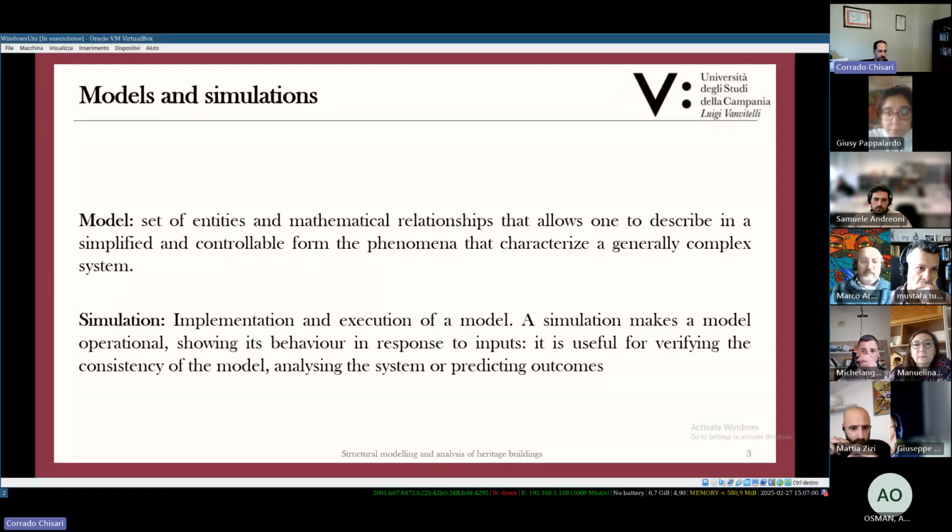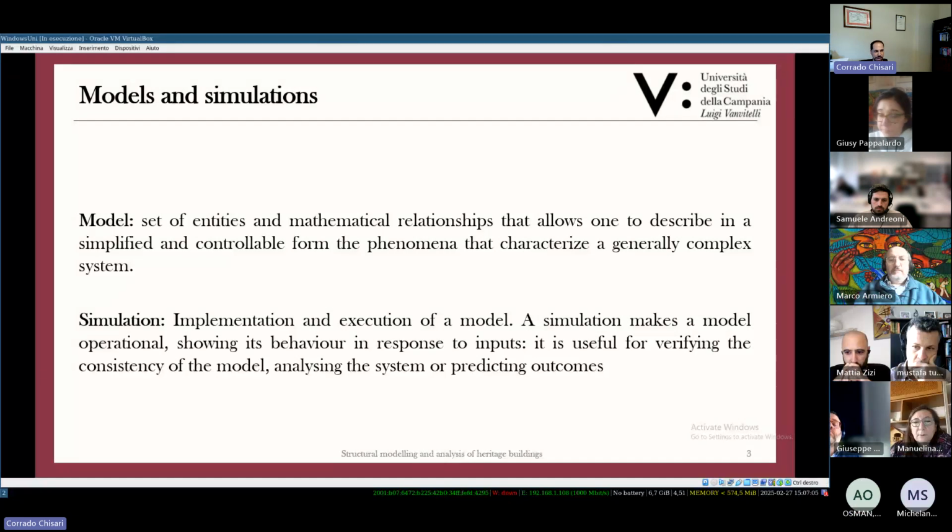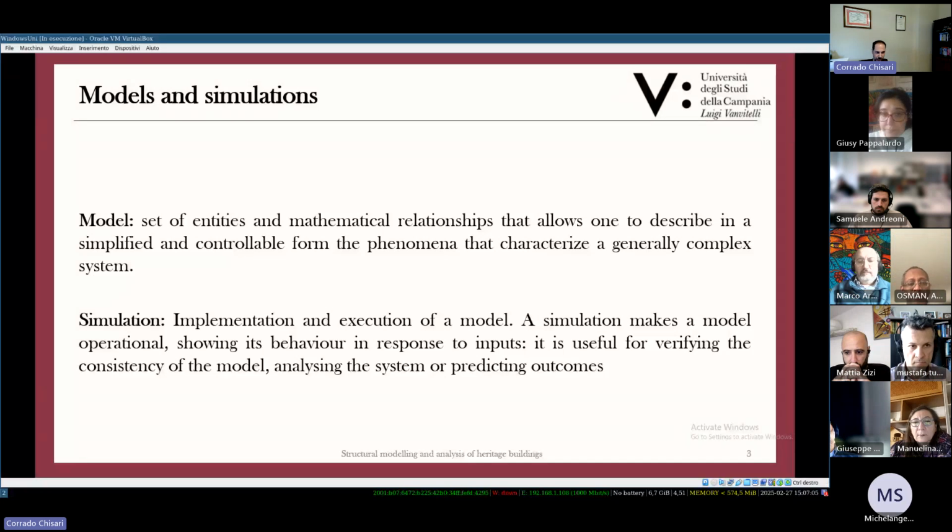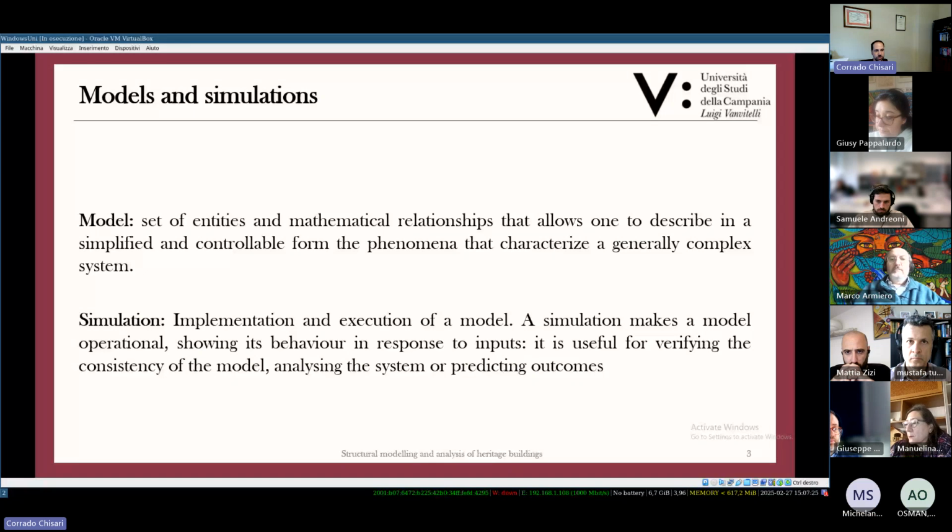So a model and a simulation. These are general definitions. A model is a set of entities and mathematical relationships that allow one to describe, in a simplified and controllable form, the phenomena that characterize a generally complex system. So in our case, the complex system is the building, subjected to some external loads. And we need to predict some outputs.